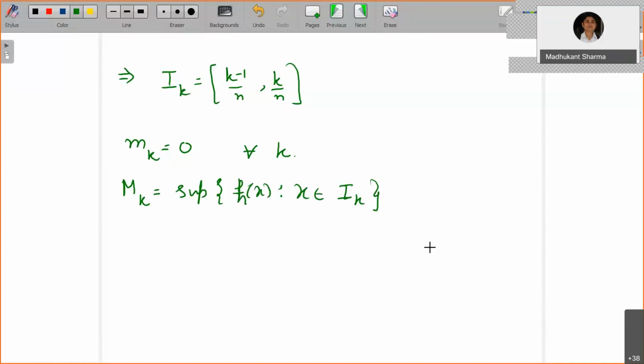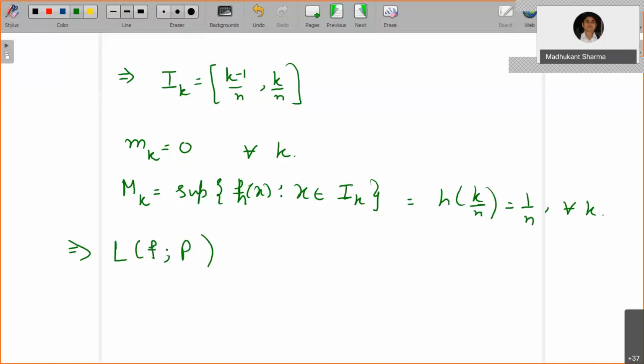Okay. Now it will take either 0 values, and you can take any rational numbers in between. So the supremum is going to be at the right hand point of the interval, that is going to be h of k by n, right? So that is going to be 1 by n for all k, irrespective of any value. Yes, so this will imply that L of f, for this case, is equal to 0.